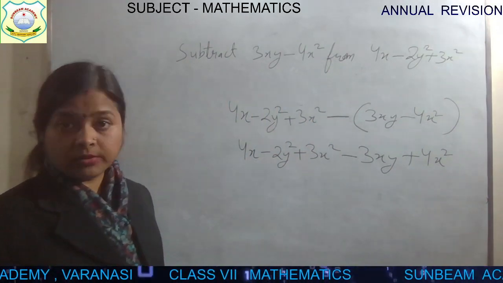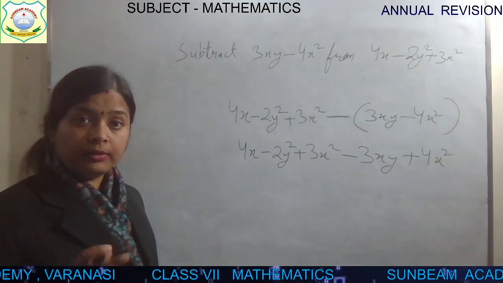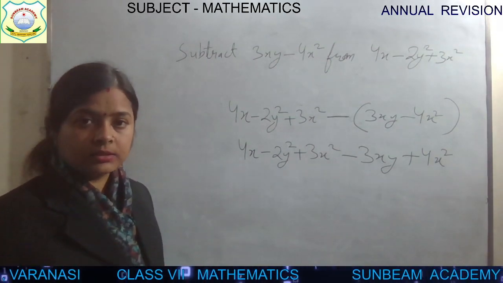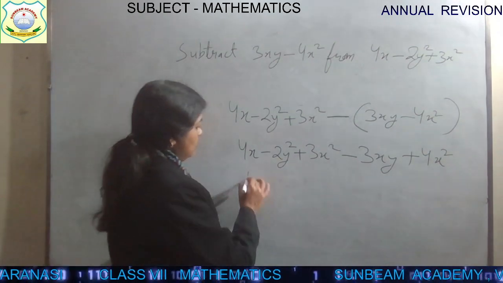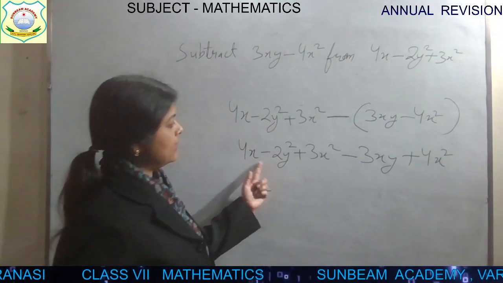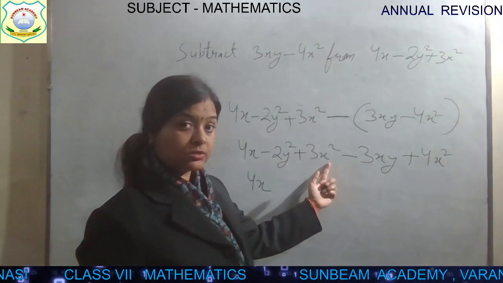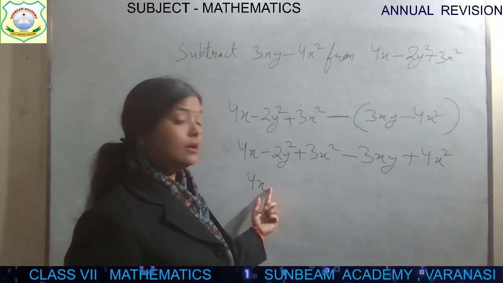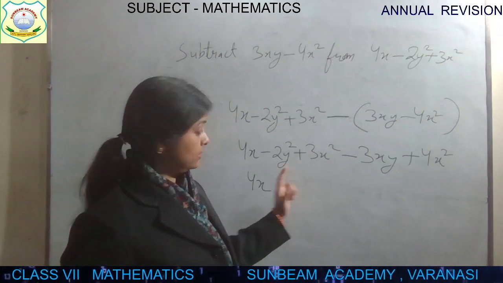And you are well aware that if you have like terms, then only you can add or subtract. So let's take a look. 4x. Is there any x? It's x, but it is not simple x. It is x square. So we will not write it as a like term. We can't add it with this.